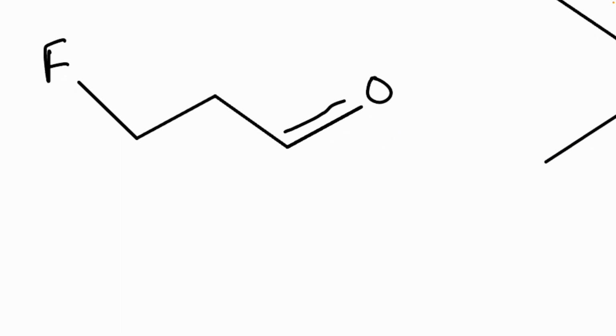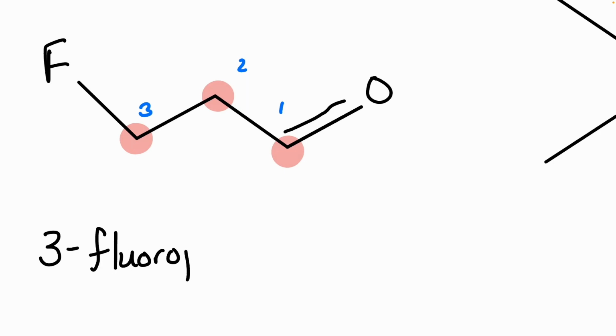So let's do this first one here. Find our parent chain. That aldehyde group is always going to be on carbon 1, so that fluoro group is on carbon 3, 3-fluoropropanal.